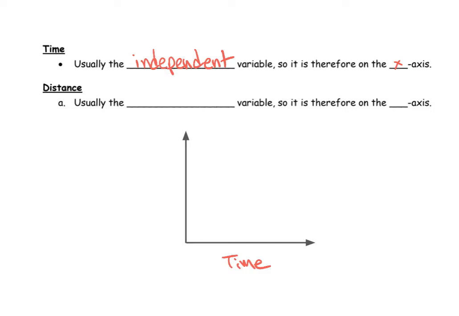The y-axis is used to represent the distance because distance is our dependent variable. So our dependent variable is the one that will be on the y-axis. So in a distance time graph, we will have distance up here on the y-axis. So any distance time graph will look like this. We'll have the distance on the y-axis and our time here on the x-axis.